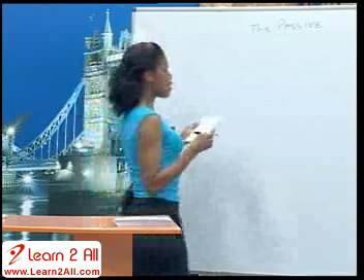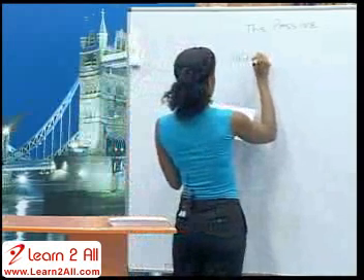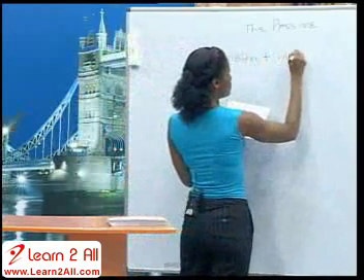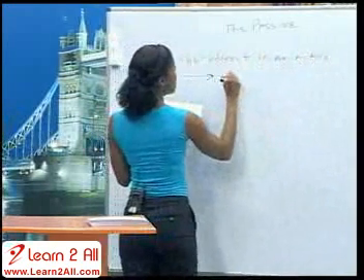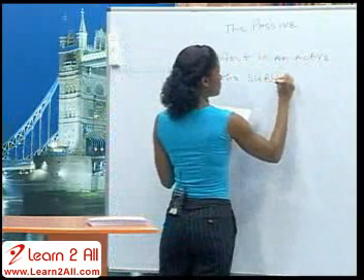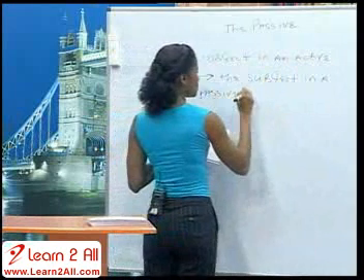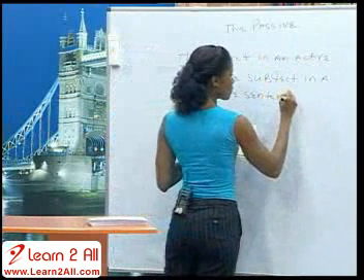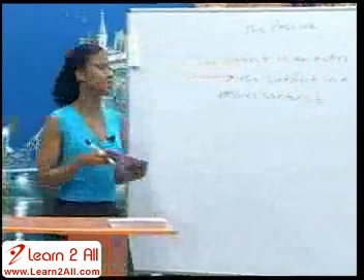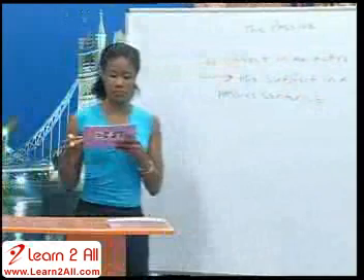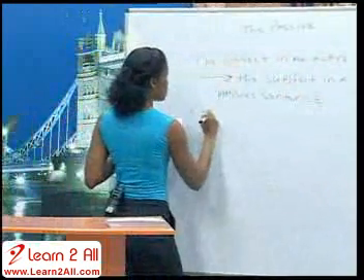Okay, now, the object in an active sentence becomes the subject in a passive sentence. So it gets turned around. In an active sentence, the focus is on the subject, but in the passive sentence, the focus is on the object.